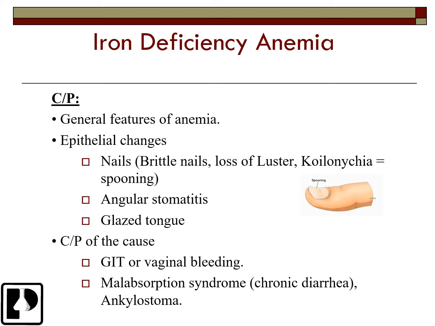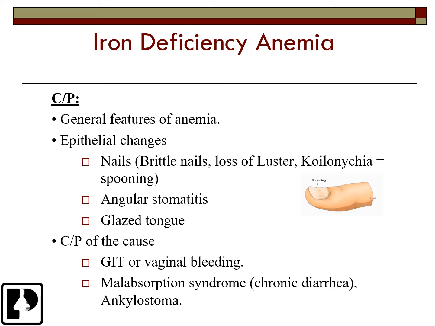Clinical picture: the patient has the general features of anemia, headache, dyspnea, tachycardia, and so on. Sometimes we have epithelial changes, the most common in the nail. We have brittle nail and loss of luster. Normally we have a luster in our nail, and this luster will be lost. Brittle nail is weak and easily broken.